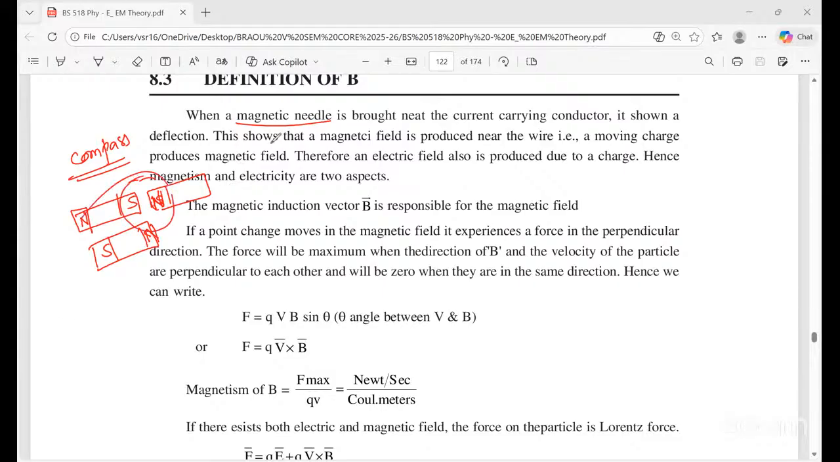Like that, in an electric field also, if it is a positive charge and another positive charge, there is a repulsive force. If one is positive and another one is negative, there is an attraction between them. Okay.